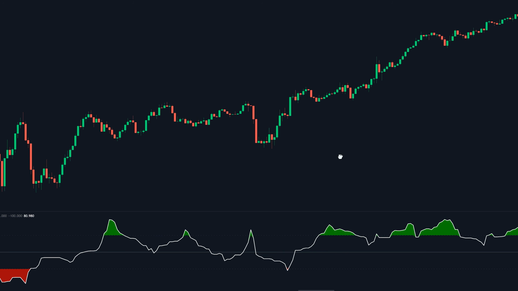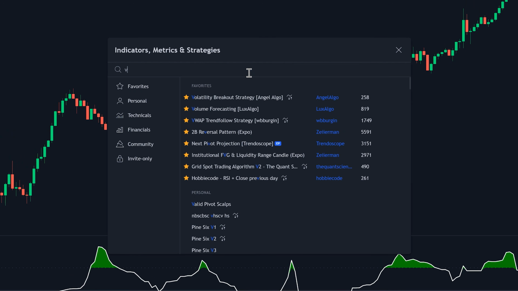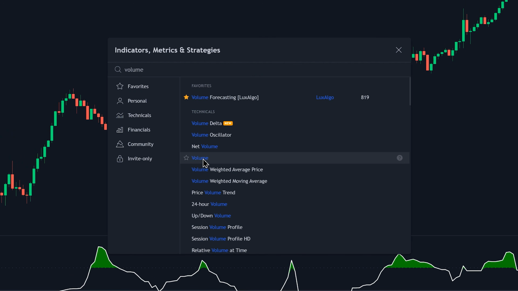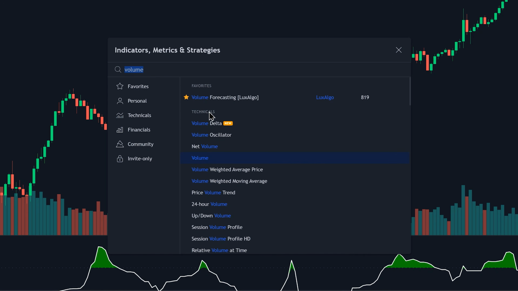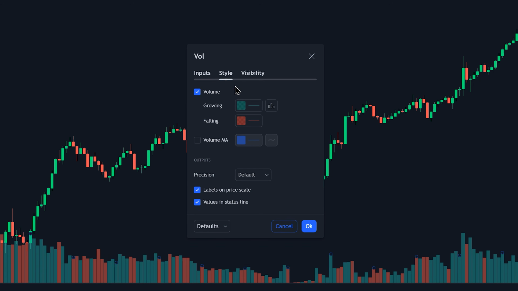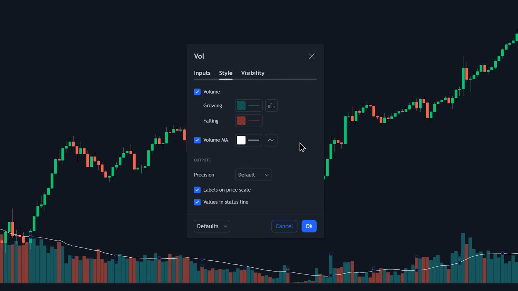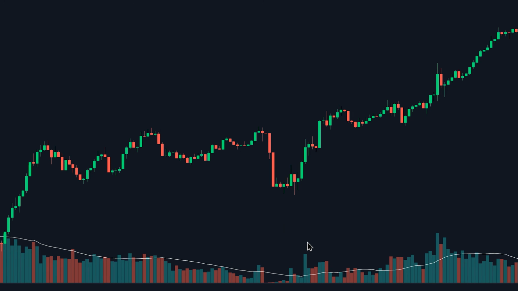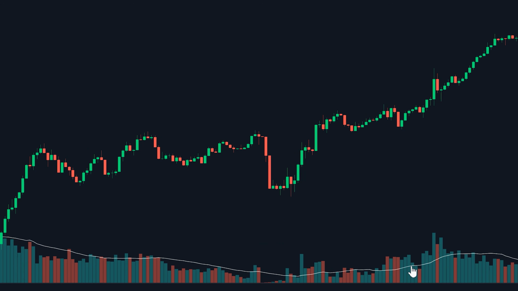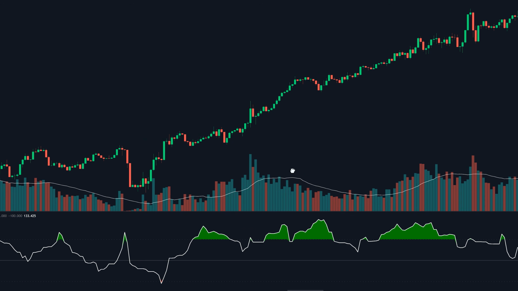Now, to add the extra indicator that I mentioned earlier, you want to open the indicator search tab and type in volume, and it's going to be this one by TradingView under the technical section. Double click on it so we can change some settings. On the style tab, you want to activate the volume MA and change its color to white. After that, click OK. So we're going to be using this volume indicator to ensure there is sufficient volume in the market to push the price in the direction of our trades.